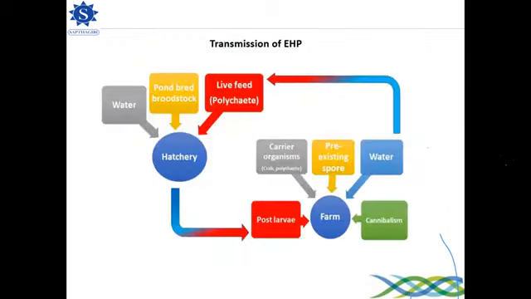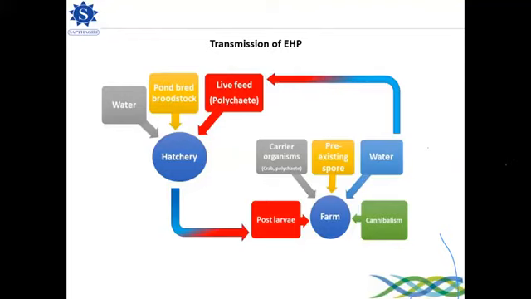So, transmission of EHP in farms and hatcheries. In farms, the source of EHP is mainly post larvae, because there are reports of EHP incidents in inland as well as in new farms. So the major source of EHP in a farm is post larvae, or sometimes the pre-existing spores from previous culture, or contaminated water from the source.